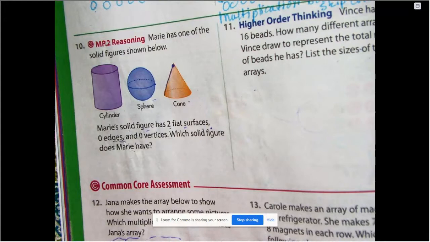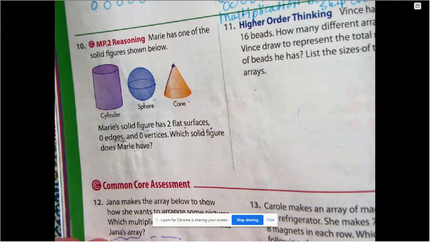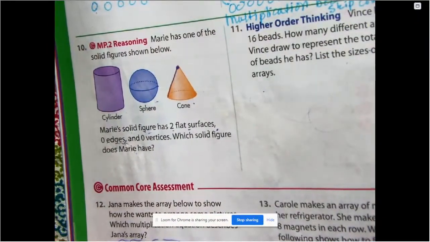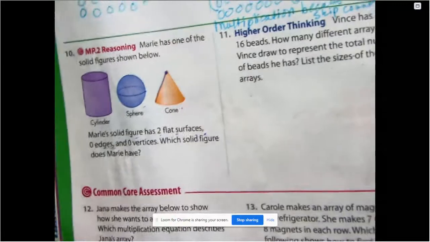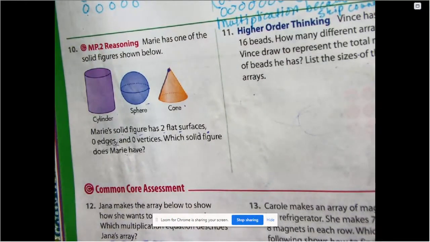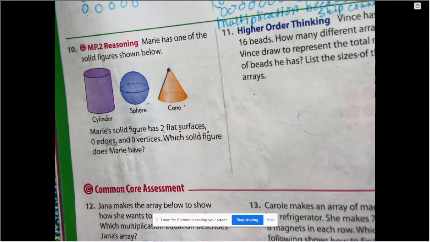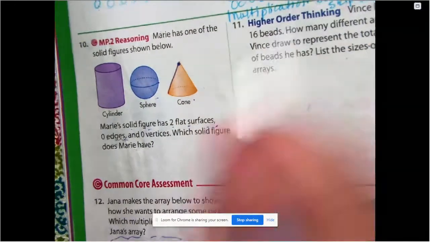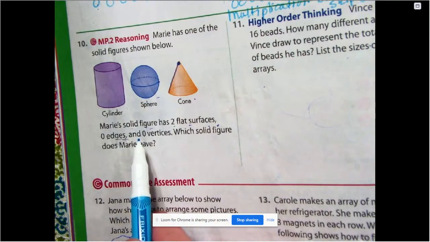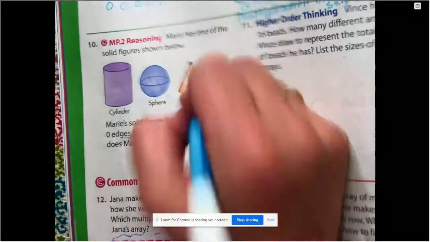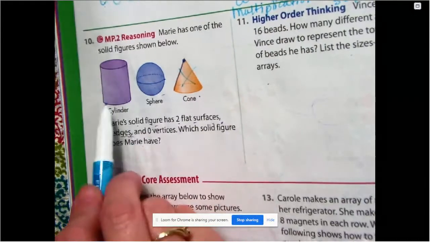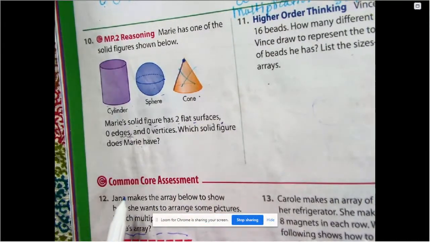All right, number 10 says, Marie has one of the solid figures shown below, a cylinder, a sphere, and a cone. Marie's solid figure has 2 flat surfaces, 0 edges, and 0 vertices. So remember, a vertices is a point. Okay, so we can't have a cone because it says it has 0 vertices. So that has a vertices. Okay, so it's got to be one of these two. They both have 0 vertices. There's no points where 2 lines meet.